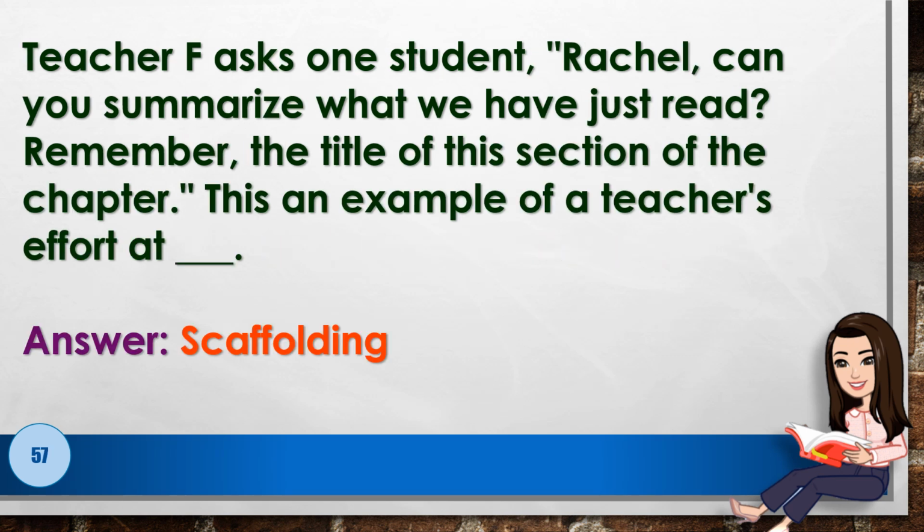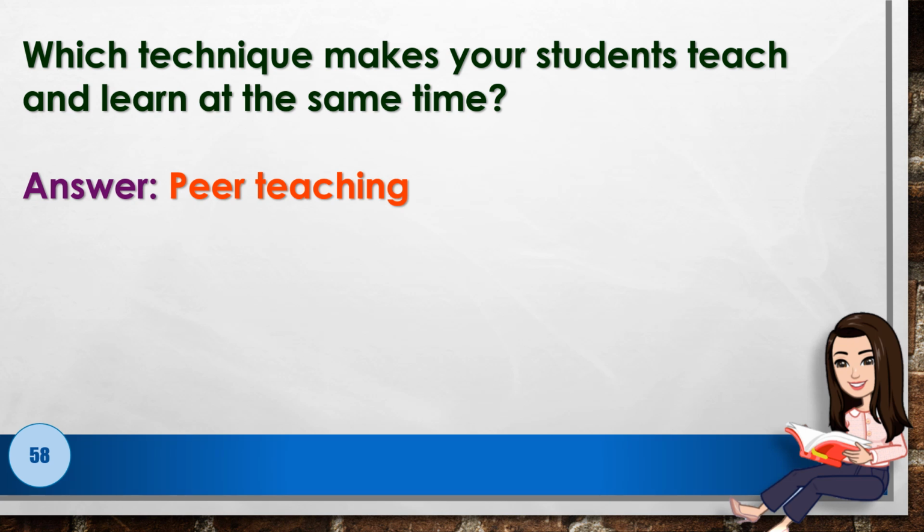57. Teacher F asks one student, Rachel, can you summarize what we have just read? Remember, the title of this section of the chapter. This is an example of a teacher's effort at blank. Answer: scaffolding. 58. Which technique makes your students teach and learn at the same time?